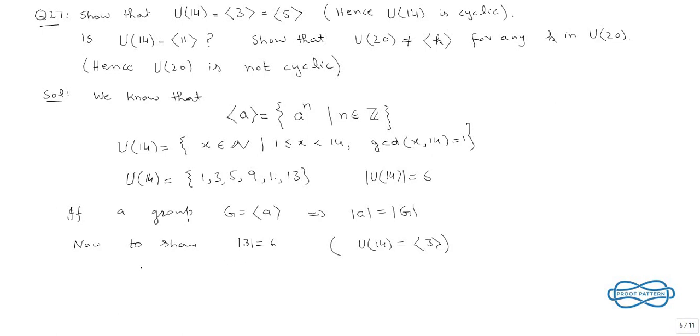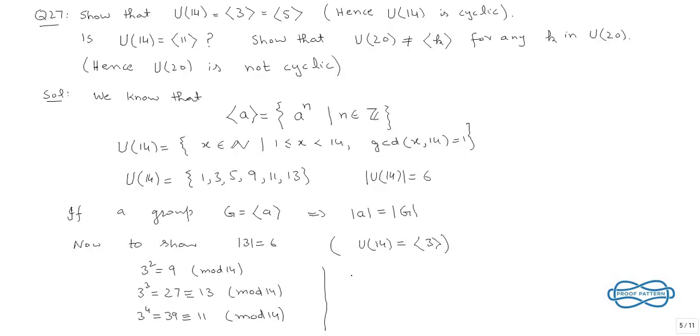Now 3 squared is 9 under mod 14. We multiply by 3 on both sides, we get 3 cubed, and on the right side it is 27, which is congruent to 13 mod 14. Again we multiply by 3 on both sides, that is 3 to the power 4, and with 13 multiplied by 3, this is 39, which is congruent to 11 mod 14. We continue in this way.